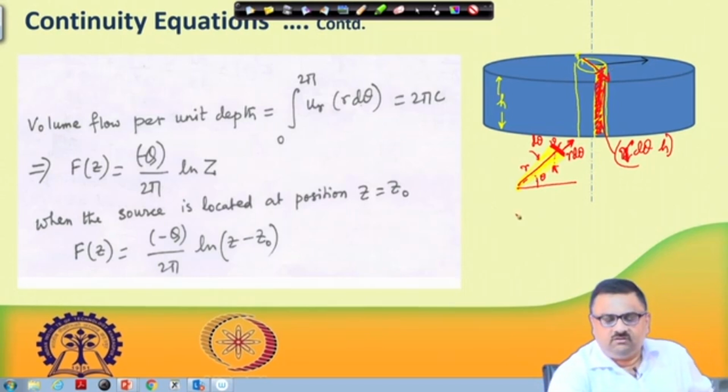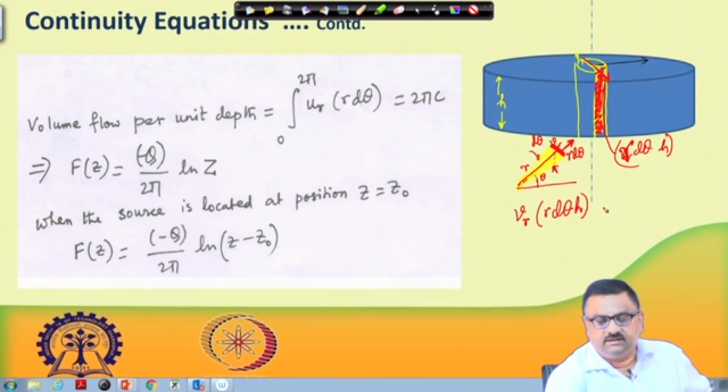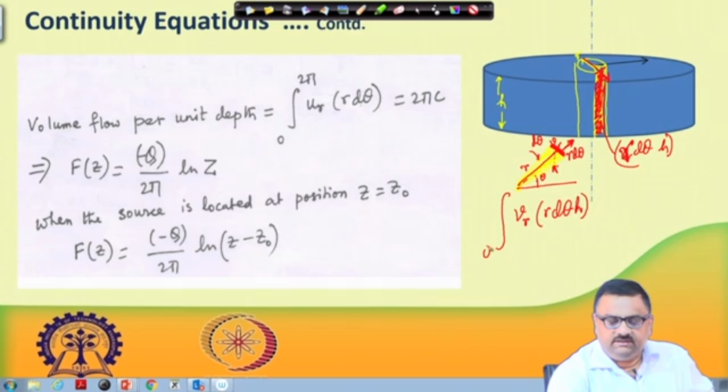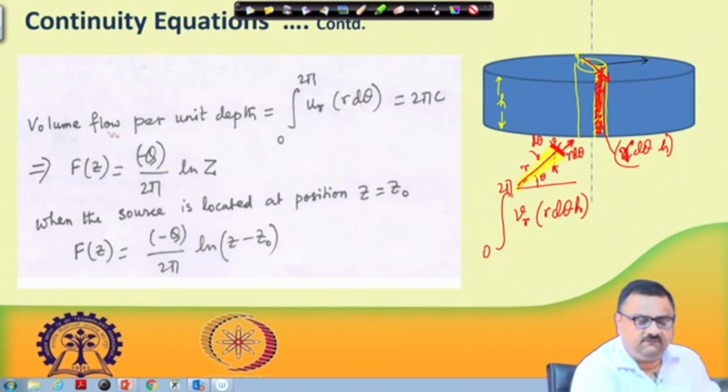So, the amount of flow taking place is V r, the velocity in meter per second, times r d theta into h, which gives the area in meter square. Meter per second into meter square gives meter cube per second. But this is for the entire 360 degrees, only then can you get the total flow. So, that is why you do this integration from 0 to 2 pi.